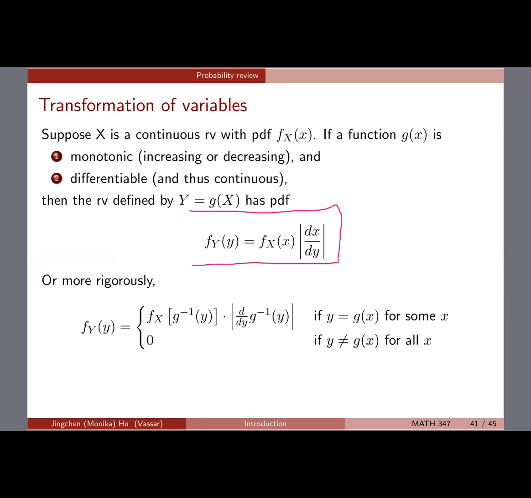So this is saying that if g(x) is monotonic and differentiable, and if you know f(x), the PDF of x, and x is continuous, then you can do transformation of variables to get the PDF of y, okay? So it's going to be the PDF of x multiplied with the absolute value of dx over dy, okay? So let's keep that in mind and do a quick exercise before we move to the next.